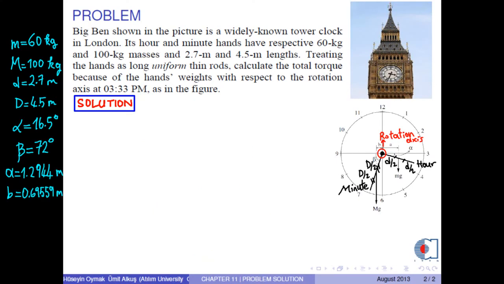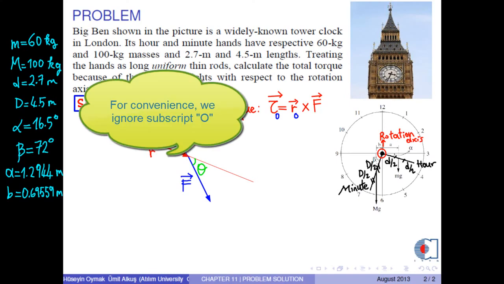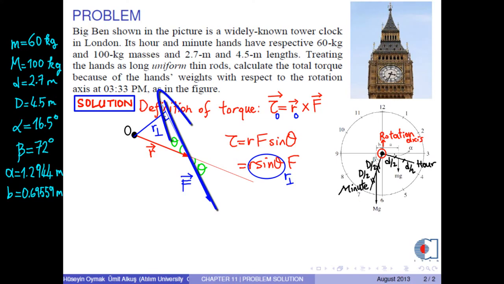The definition of torque is tau O equals R O cross F, where tau O and R O are measured according to the rotation axis passing through point O. Definition of cross product gives us tau as R times F times sin theta, where theta is the angle between F and R. This is equal to R times sin theta times F. According to the figure, R times sin theta is the component of the position vector perpendicular to the line of extension of force F. Therefore, we write R perpendicular times F.